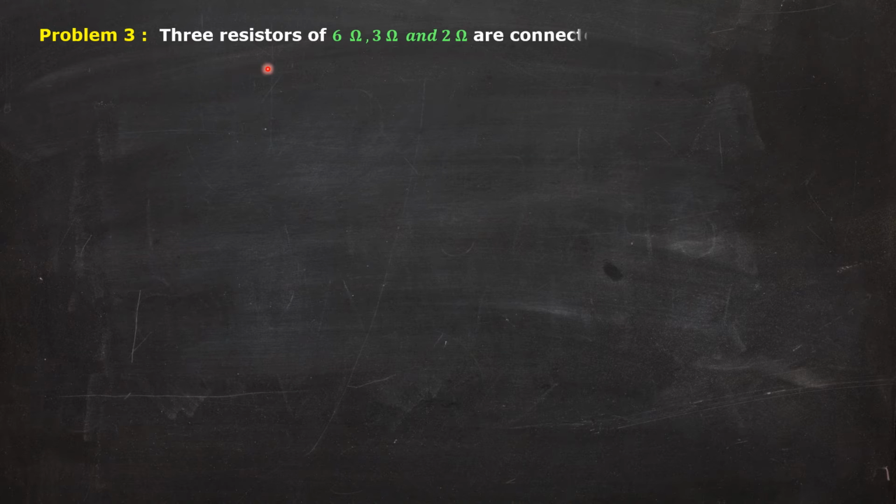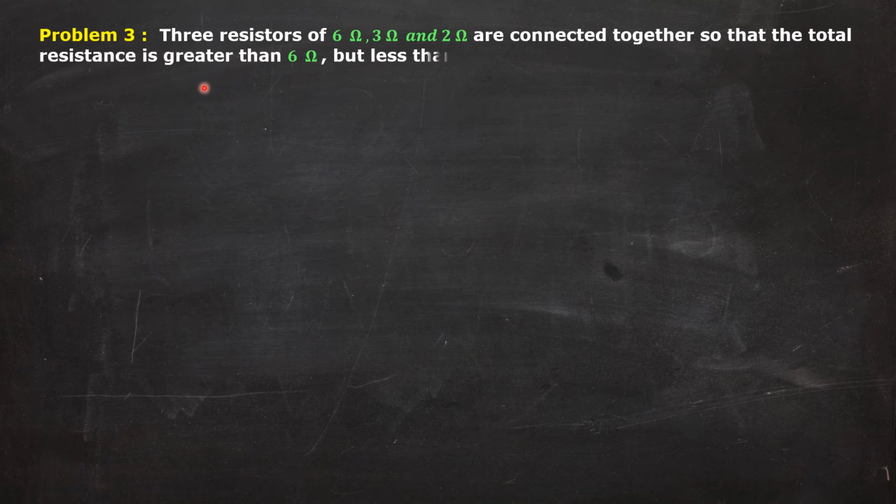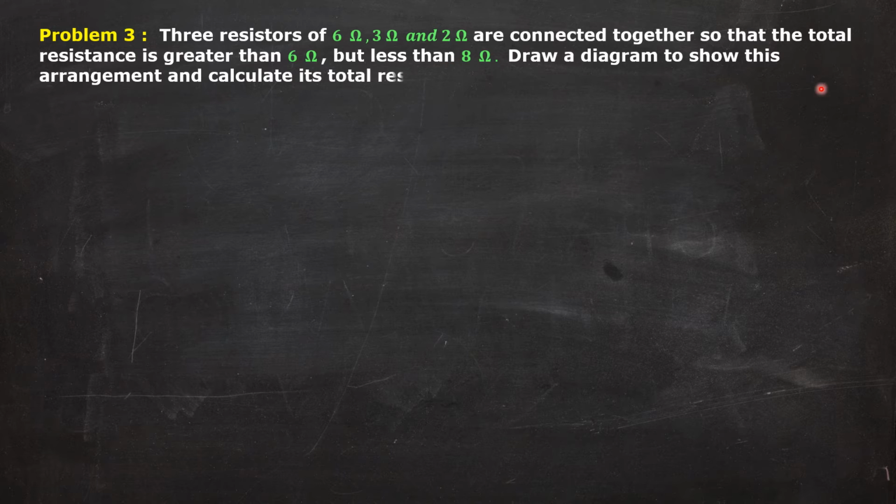Let us go for the next problem. Problem 3. Three resistors of 6 ohms, 3 ohms and 2 ohms are connected together so that the total resistance is greater than 6 ohms but less than 8 ohms. Draw a diagram to show this arrangement and calculate its total resistance.